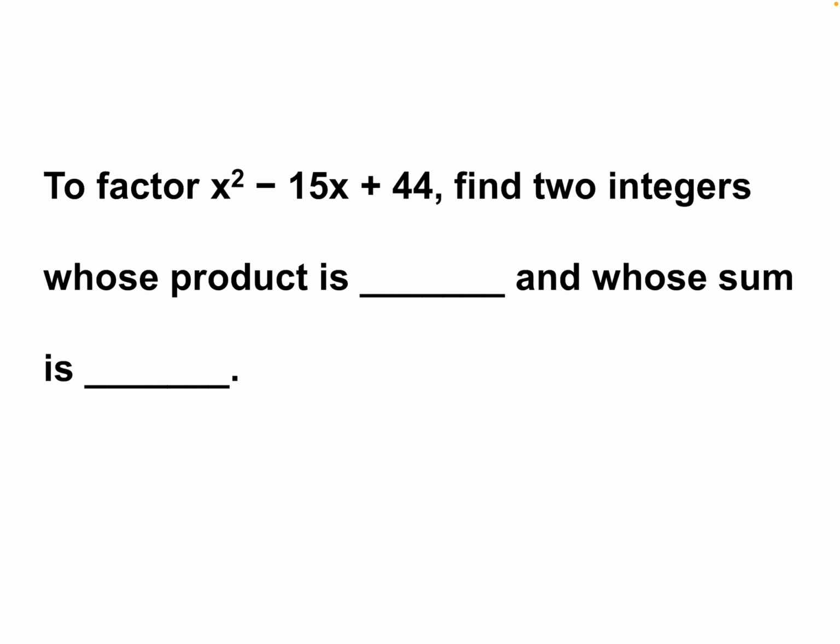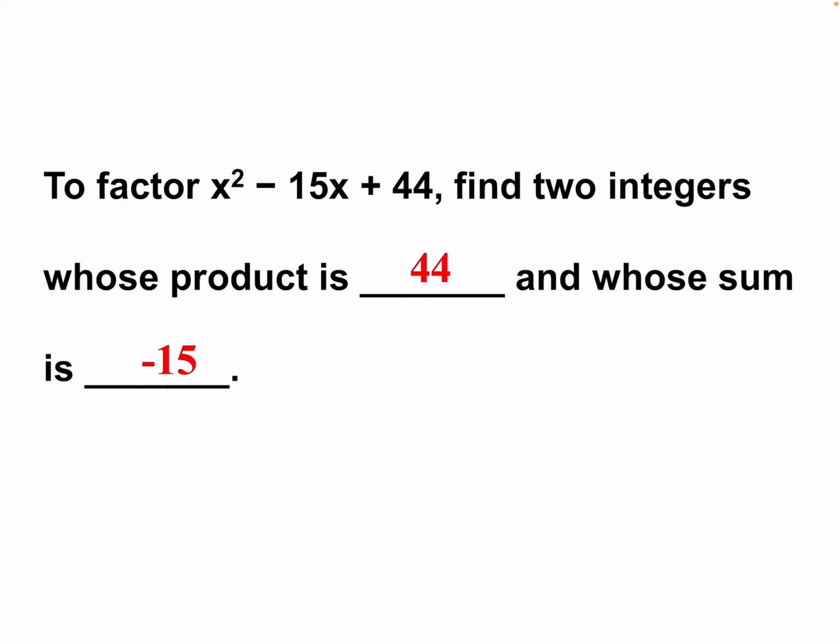Oh, there we go. To factor x squared minus 15x plus 44, we have to find two integers whose product is what? 44. And whose sum is what? Negative 15.